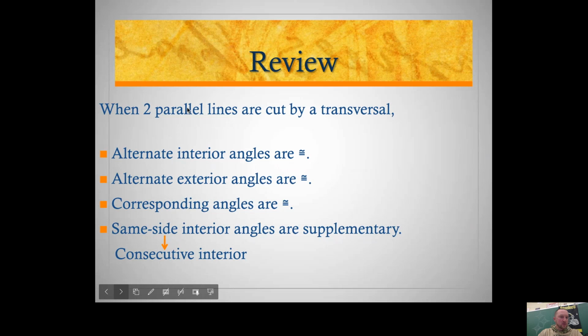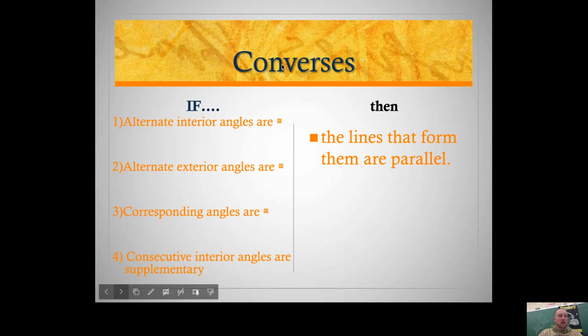In the last two sections, we learned these three theorems and this one postulate. Here's your hypothesis: when you have parallel lines, alternate interior angles are congruent. That's your conclusion. Or you could say alternate exterior angles are congruent, or corresponding angles are congruent, or your consecutive interior angles are supplementary. Those are all your true conclusions. Now, if we take the converse of those statements, if any one of these things happens as your hypothesis, then that would make parallel lines.